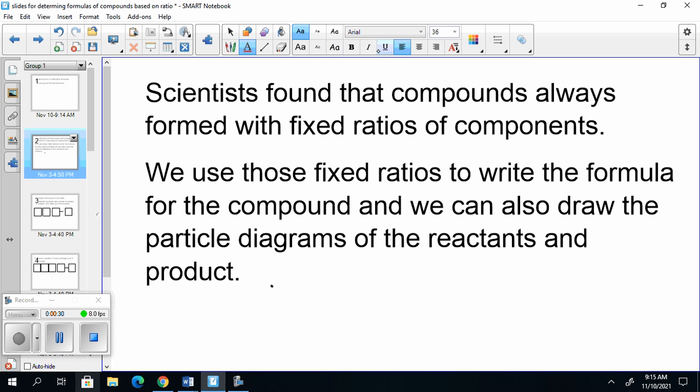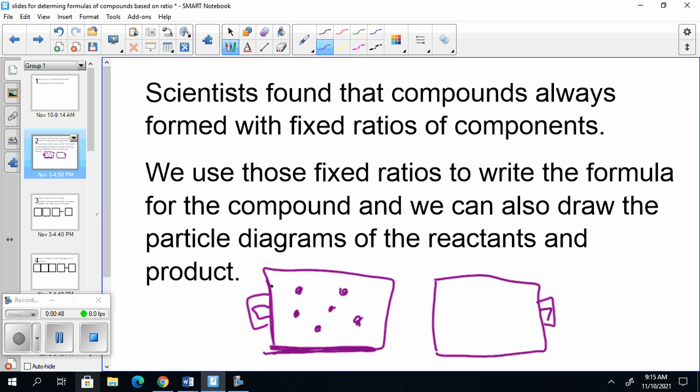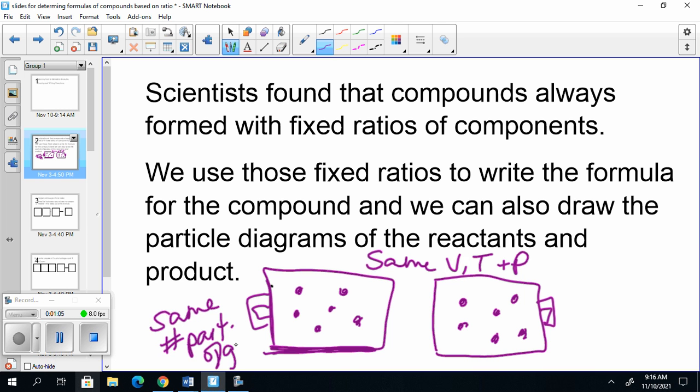So remember back when we did our simulation, we had our little container, and our container had a fixed volume here, and it would have a certain amount of gas particles. And if I had another container that was the same volume, it would have the same number of gas particles. So if I have the same volume, temperature, and pressure, I would have the same number of particles of gas. And so they were able to use that to actually figure out what made up compounds.